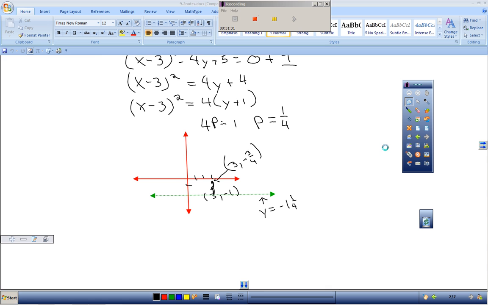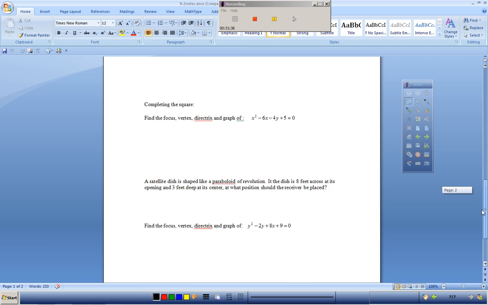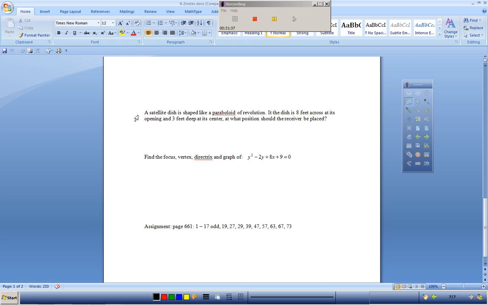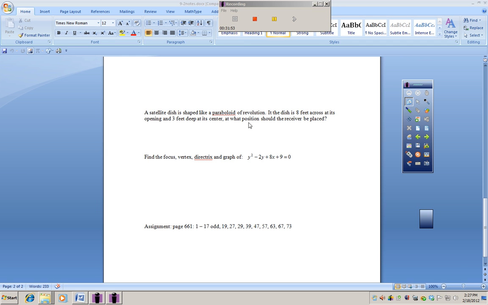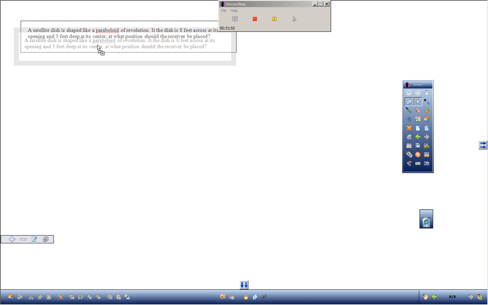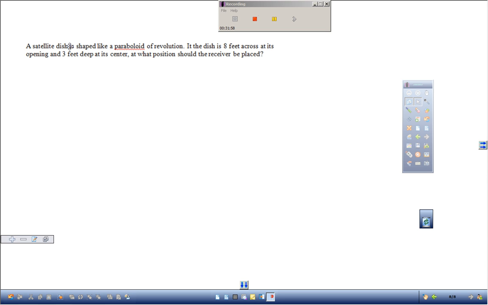Sorry. Okay. Next one. A satellite dish. This is kind of like the picture that I have on the front side of this handout. A satellite dish shaped like a paraboloid. I remember having a question very similar to this on a test, so it'd be a good idea to know how to do this one. What I do with this is sketch a picture of it first, and I would just center it at the origin.